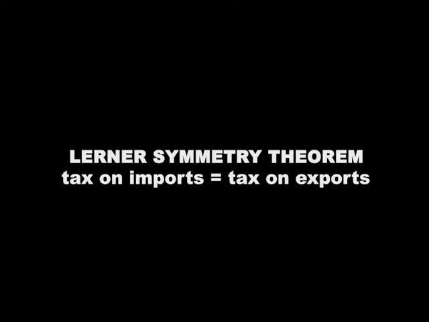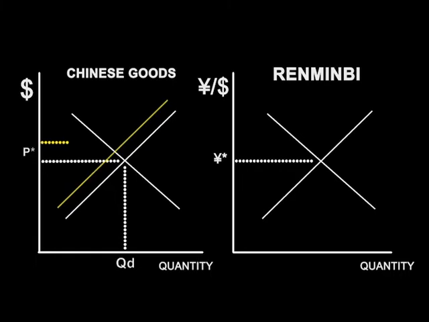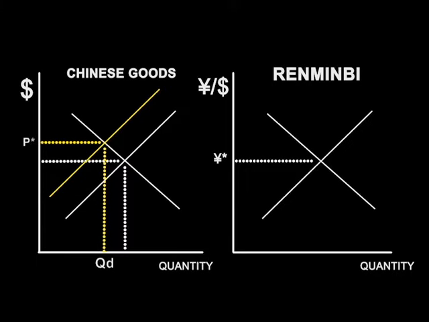The currency exchange market and the trade deficit are related through a concept known as the Lerner symmetry theorem, which states that a tax on imports will have the same effect as would a tax on exports, which is obviously an undesirable result. When Trump imposes tariffs on Chinese goods, he raises the cost of those goods for American consumers. As such, American demand for Chinese goods decreases.